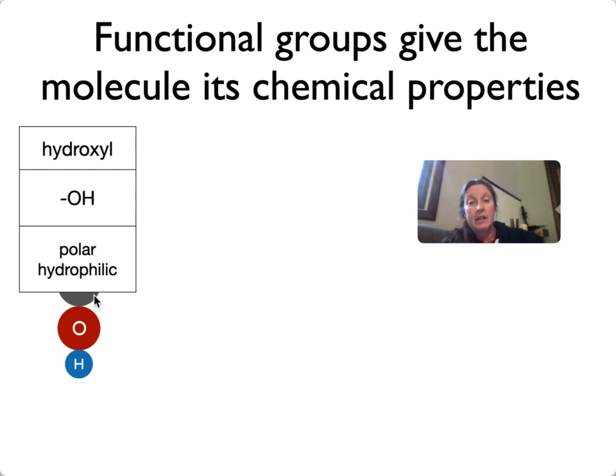Here's the carbon of whatever molecule we're building. Here's the oxygen, which has a covalent bond to that carbon, and also a covalent bond to this hydrogen.